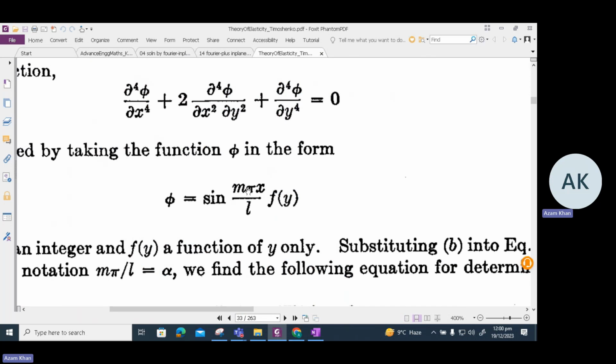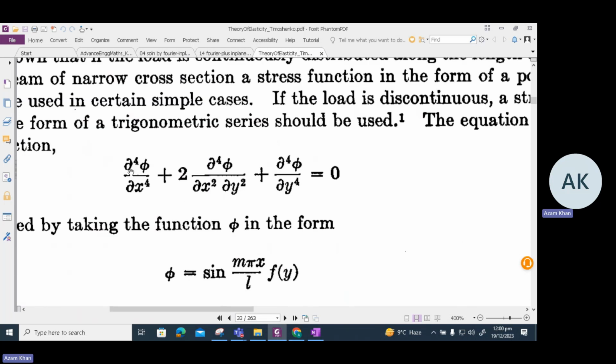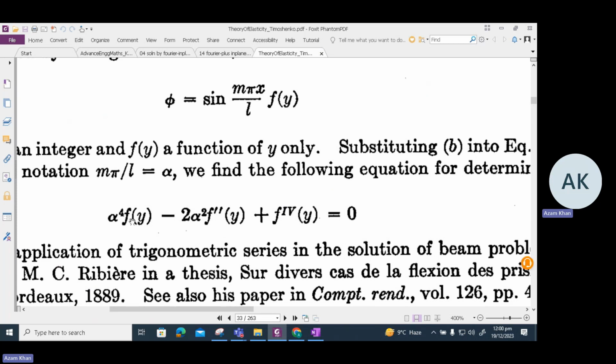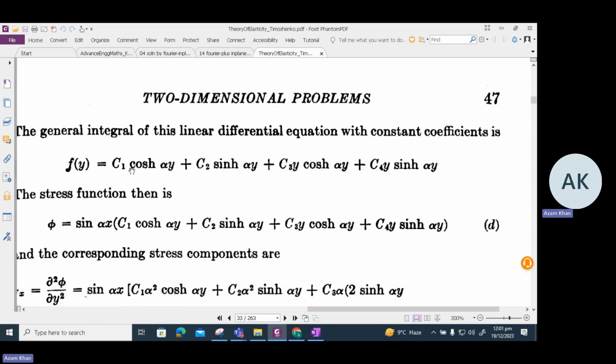We can call m pi over L as alpha and plug the values in the compatibility equation. Thus, we will get equation alpha 4 f(y) minus 2 alpha square f double dash(y) plus f4(y) equal to 0. This is a characteristic equation, and from this equation, we can get our function f(y) equal to c1 cosh alpha y plus c2 sinh alpha y plus c3 y cosh alpha y plus c4 y sinh alpha y.